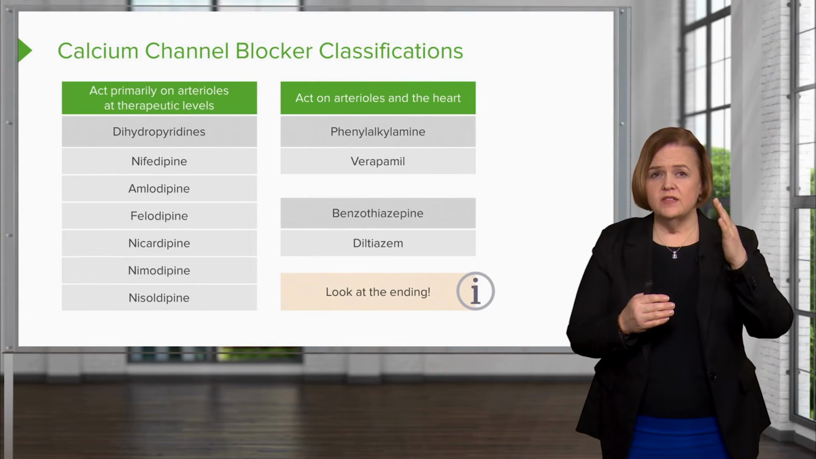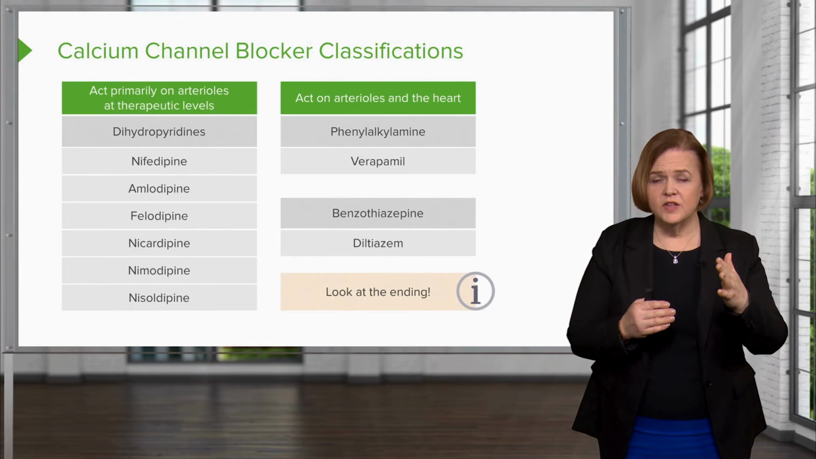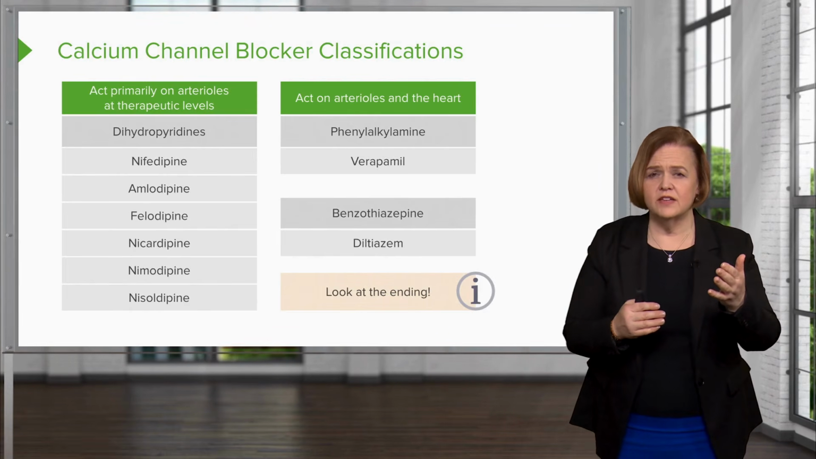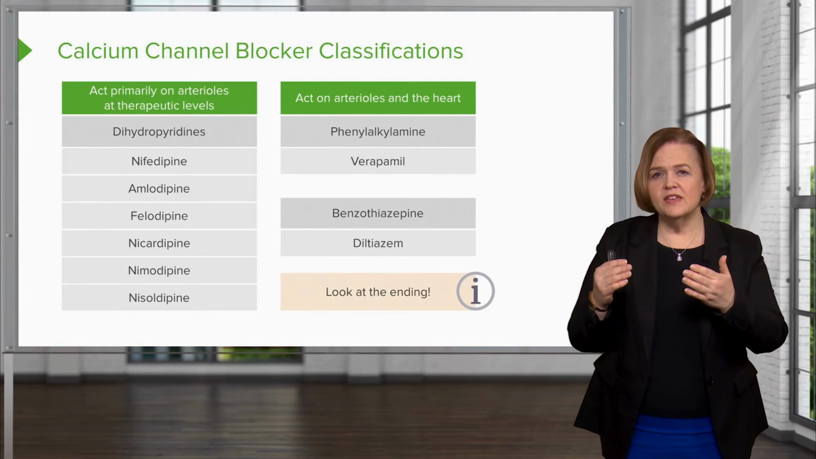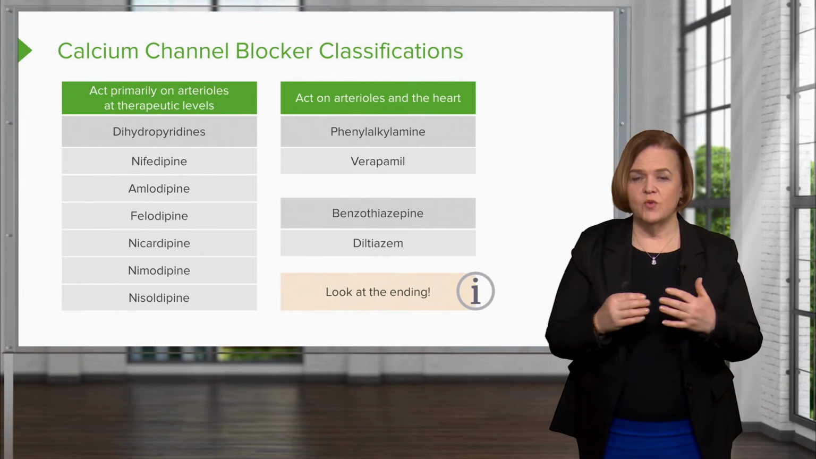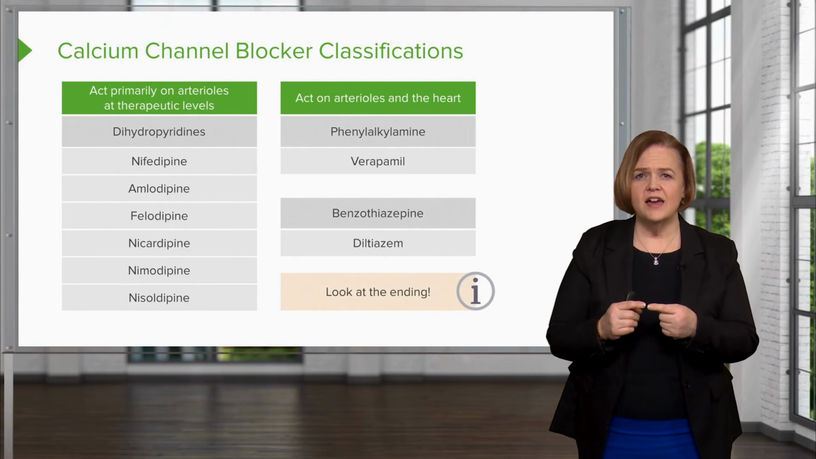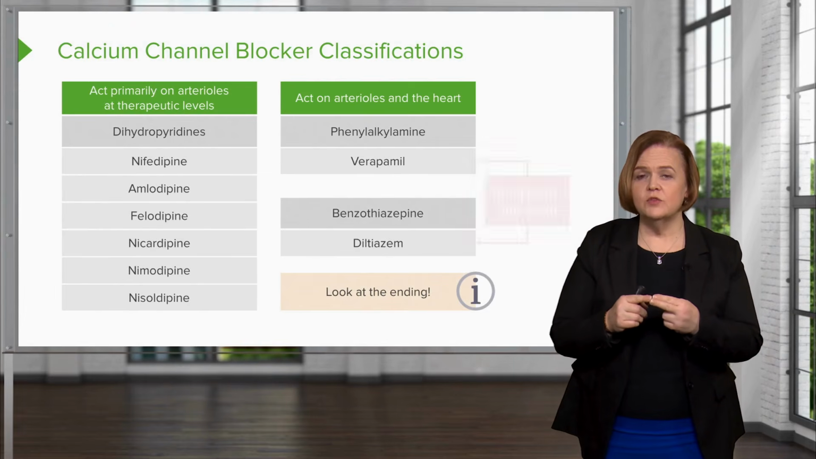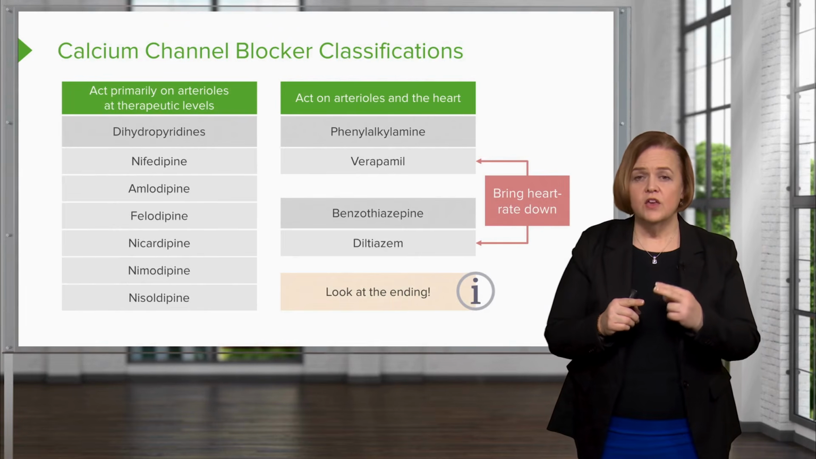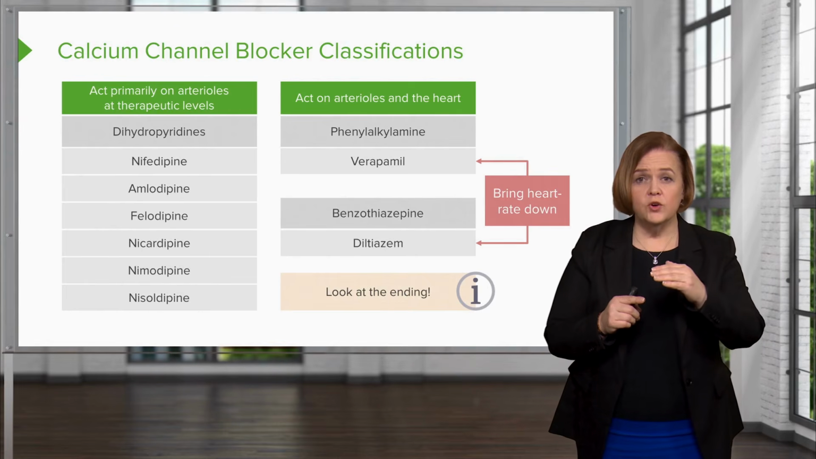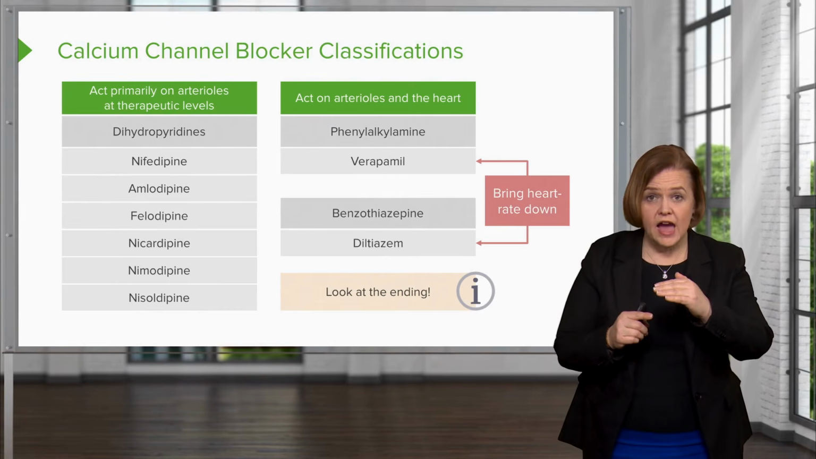So I can remember the ones that end in P-I-N-E, they're the ones that act primarily on the arteries. But look at verapamil and diltiazem. Yeah, they're way different. They're representative of those two other families, but they act on the arteries and the heart, meaning they will directly decrease your heart rate. So these two drugs, verapamil and diltiazem, will bring your heart rate or your pulse down.